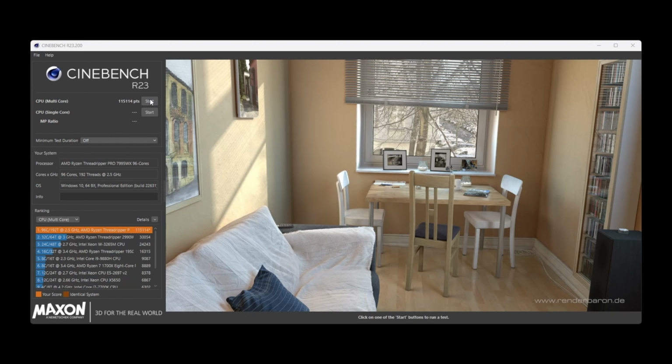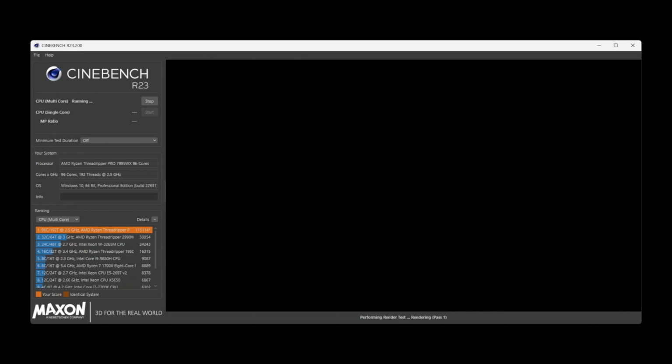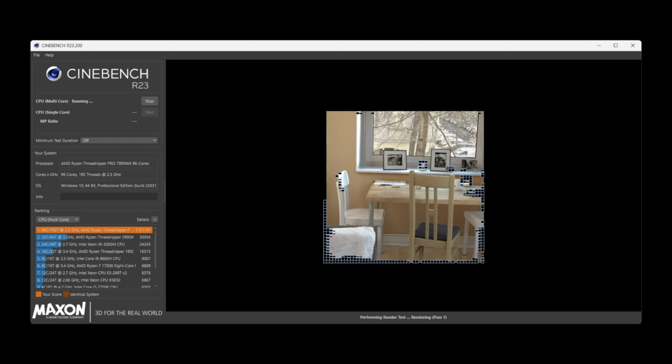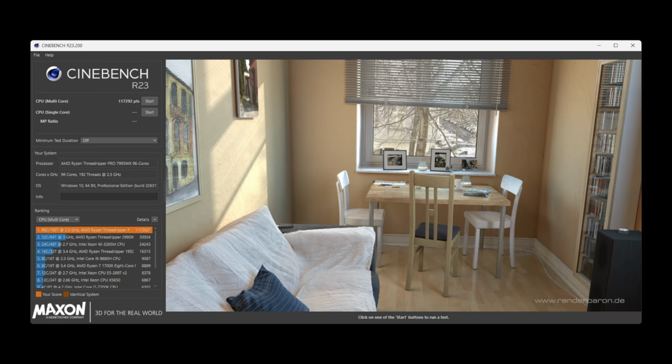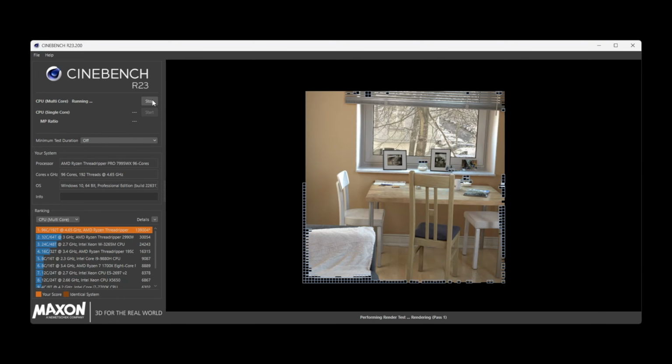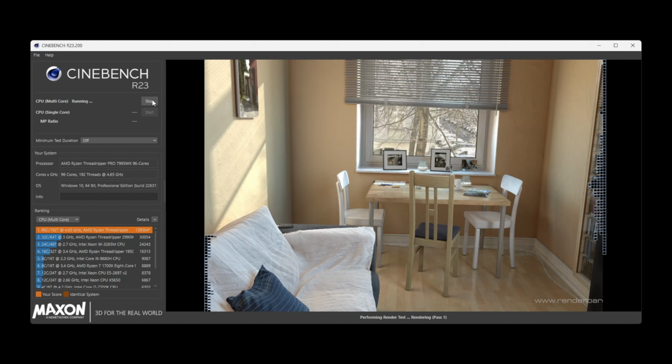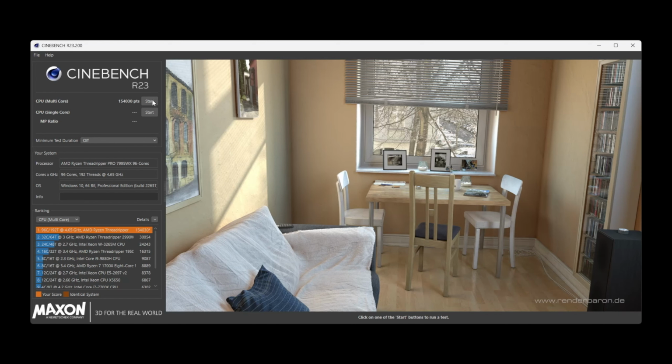In the non-overclocked state, I scored about 117,000 points in Cinebench R23. Initially, I tested whether I could break the world record with normal water cooling, which I have installed. At the time of the test, the record was around 146,000 points. I managed to break it with about 154,000 points. This was achieved at 4.65 GHz on all 96 cores with a power consumption of about 800 watts.